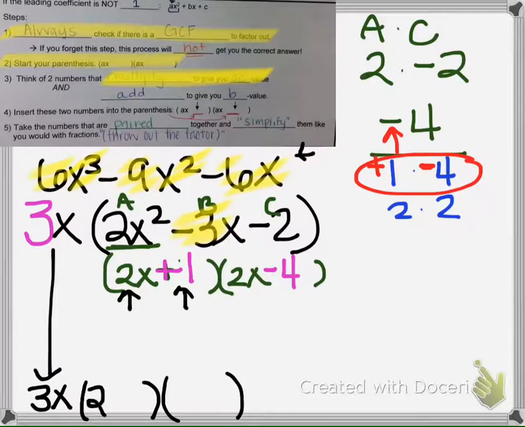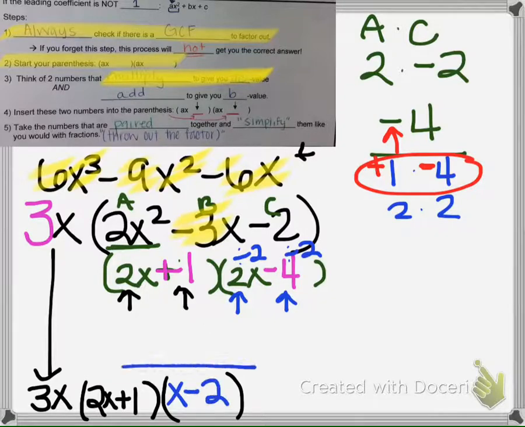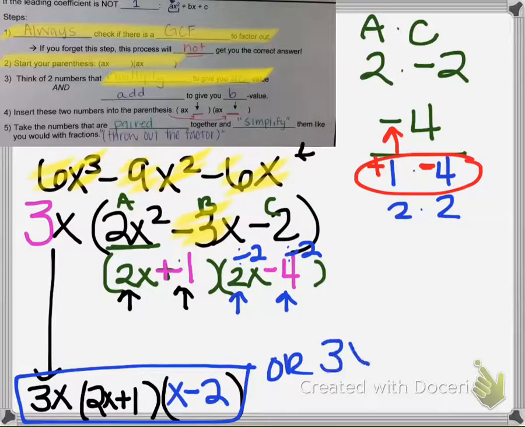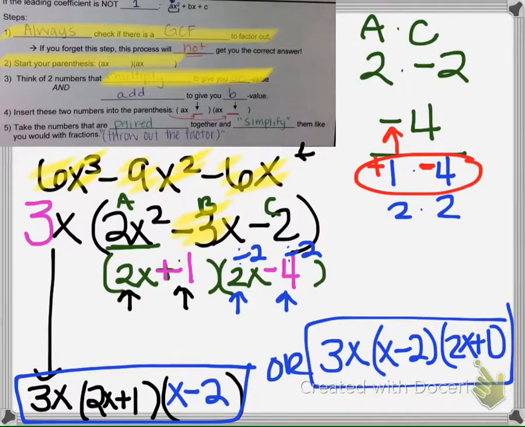Then we're going to ask ourselves, is there anything that goes into 2 and 1? No, so it's going to stay 2x plus 1. And then we're going to ask ourselves, is there anything that goes into 2 and 4? So hopefully you're thinking 2. So 2 divided by 2 is 1x, and 4 divided by 2 is 2. So this, and again it's the same thing as if you had this, is my factored form.